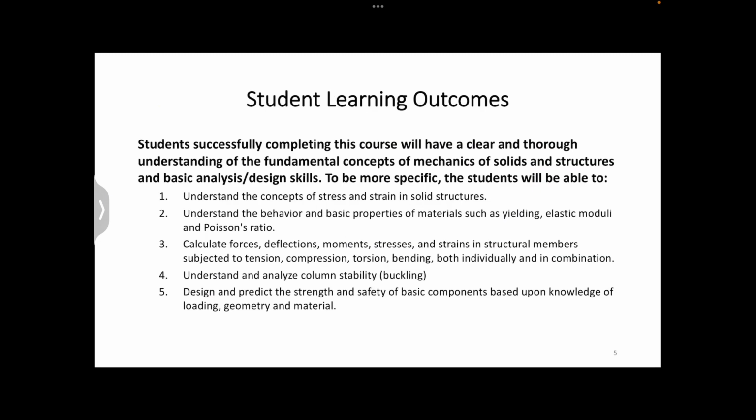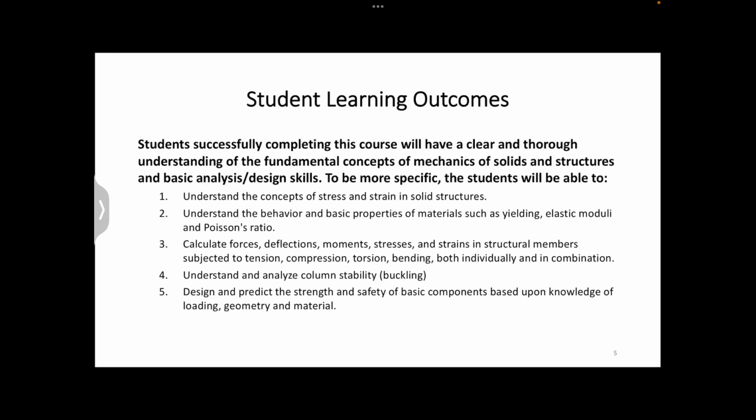After completing this course, I expect you to have a clear understanding of fundamental concepts of solid mechanics and basic analysis and design skills. To be more specific, after finishing this course, you will be able to: number one, understand the concept of stress and strain in solid structures. Number two, understand the behavior and basic properties of materials such as yielding, elastic modulus, Poisson ratio, etc.